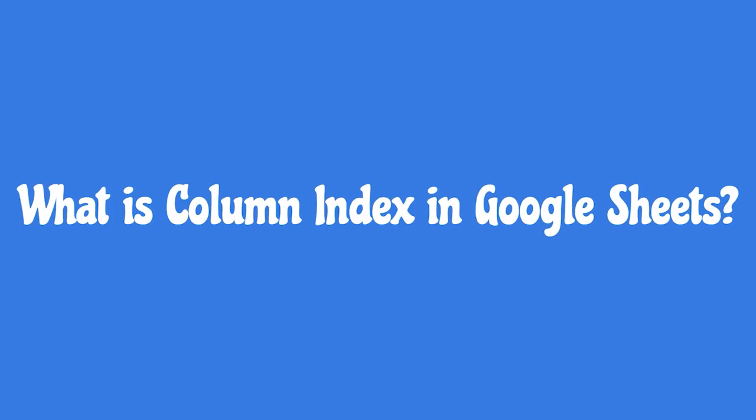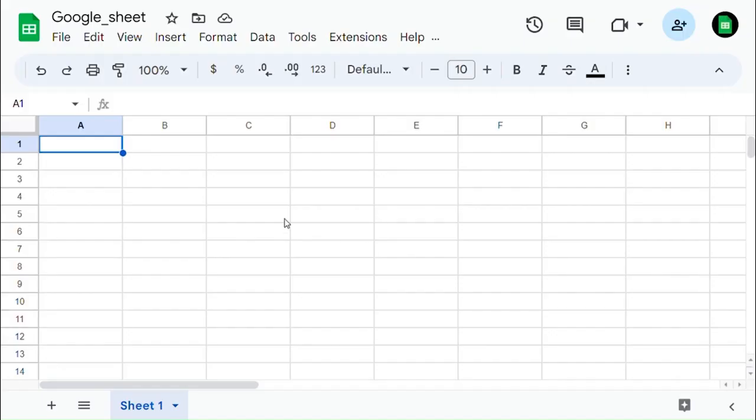What is column index in Google Sheets? The column index refers to the alphabetical position or identifier of a specific column in a spreadsheet. It starts from A in increments as you move to the right across the spreadsheet.